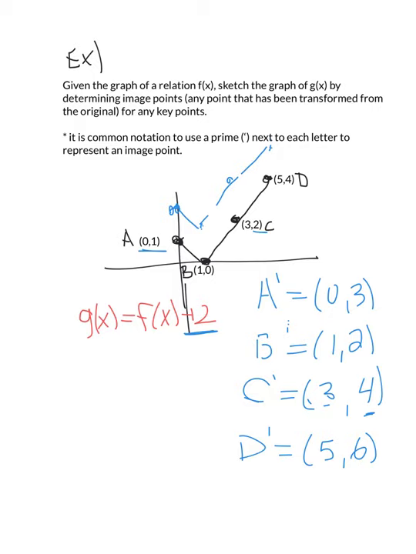I could do the exact same thing. I could ask you to graph g of x is equal to f of x minus 3. Now what we know is this is a shift right 3 units, so everything needs to be shifted right 3, and it would look like so. I could write those image points the same way. This time I'm going to be adding 3 to the x because I'm talking about a shift right 3.